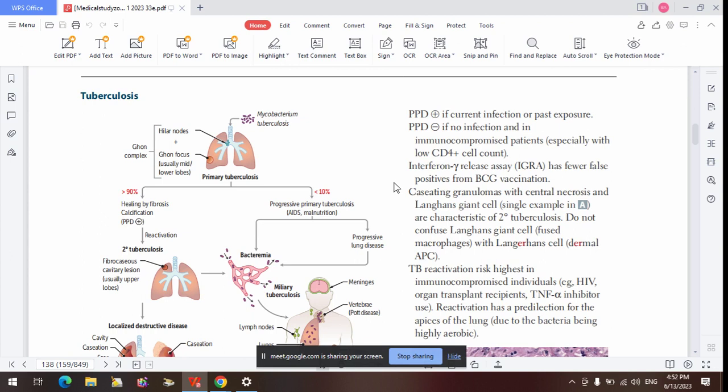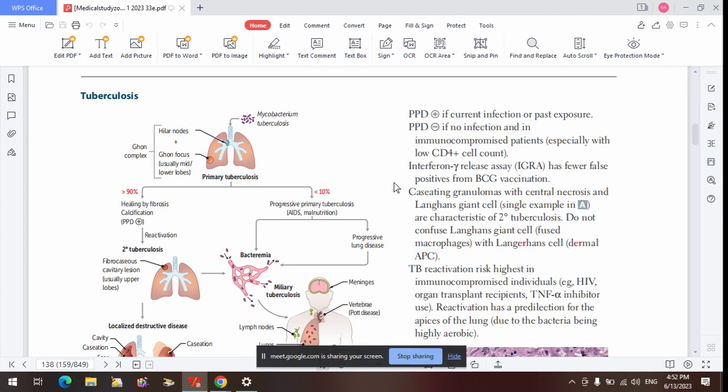So they are trying to destroy that tuberculosis, but the tuberculosis will not get destroyed because of so many reasons. One, it has sulfatide. Sulfatide will prevent the phagosomes in the macrophages from fusing with the lysosome. So there's no way they can degrade them. And again, they have a very thick mycolic acid that prevents degradation. So those are the factors that help the tuberculosis survive in those granulomas.